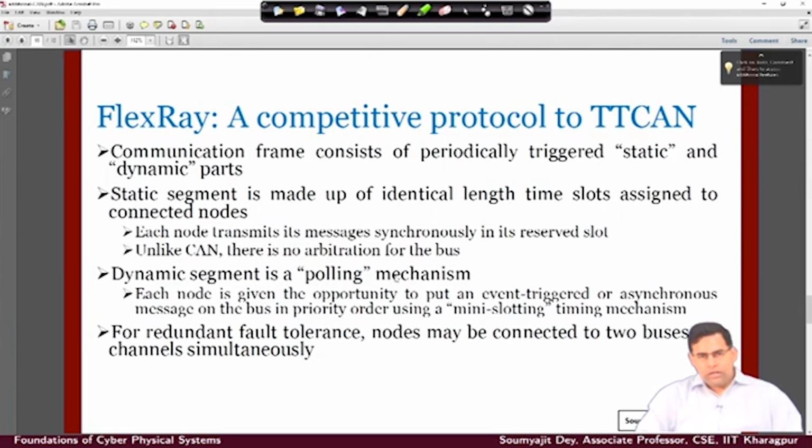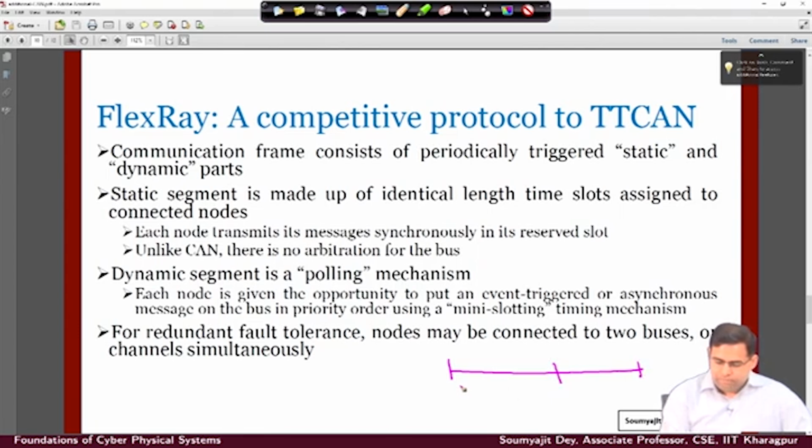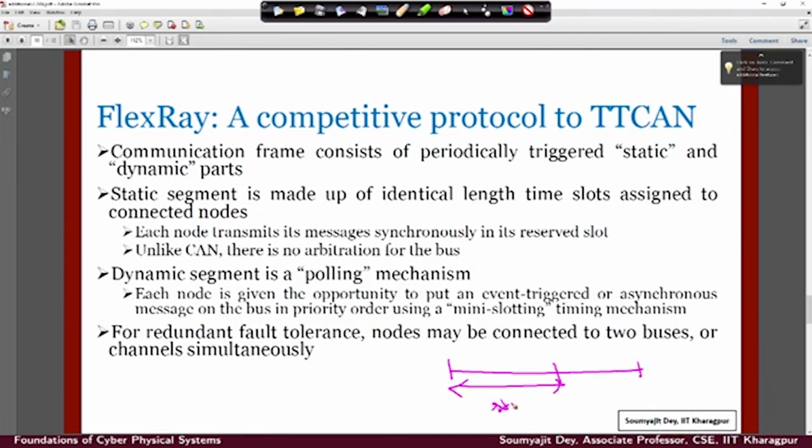These are named the static and dynamic segments in a FlexRay transmission cycle, and the static segment is made of identical length time slots which you can assign to different nodes, and each node transmits its message synchronously in its reserved slot. So you can understand that in a FlexRay cycle, this is a full transmission cycle. This is your static segment. Now this static segment will be statically divided among these nodes. That means each of these segments has specific slots which can be reserved by individual nodes, right?